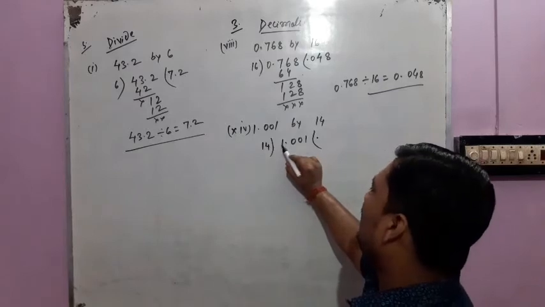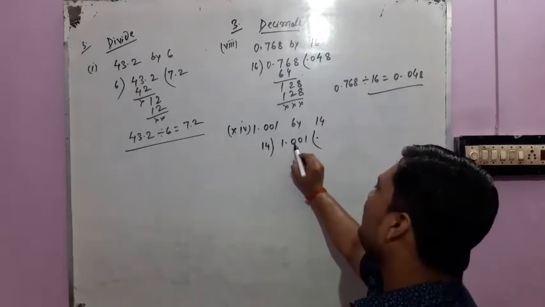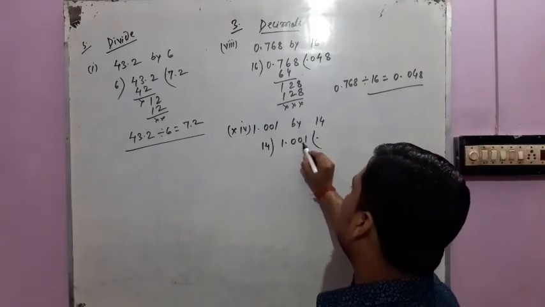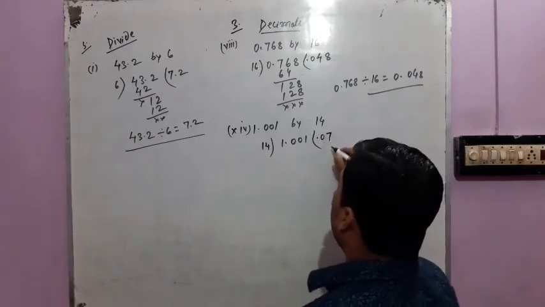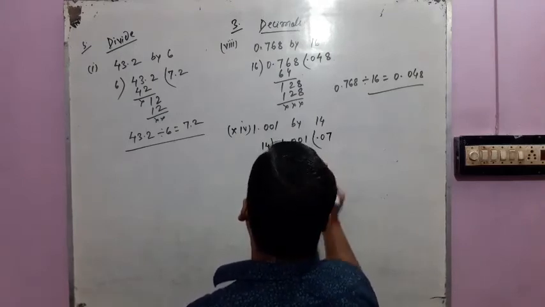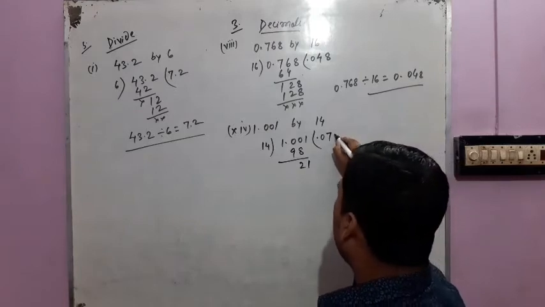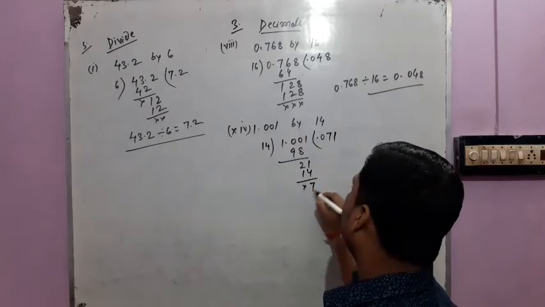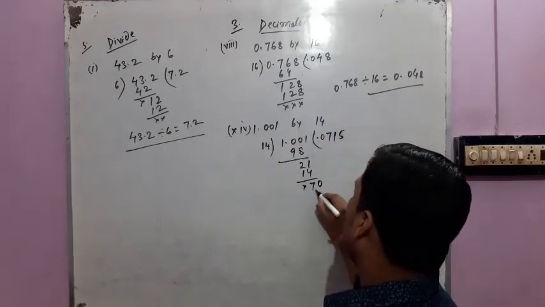Now what number forms here? 10. 10 is also not divisible by 14. Now again we have to take one more digit after the decimal. So we first place a 0 here. 100. Now 14 7s are 98. Now what remains here? 2. Again 21. 14 1s are 14. Now what remains here? 7. With the help of this decimal we can place a 0 here. 14 5s are 70.